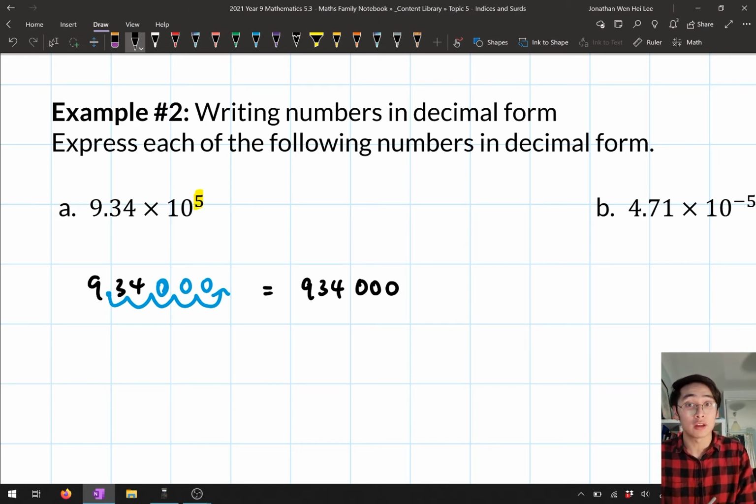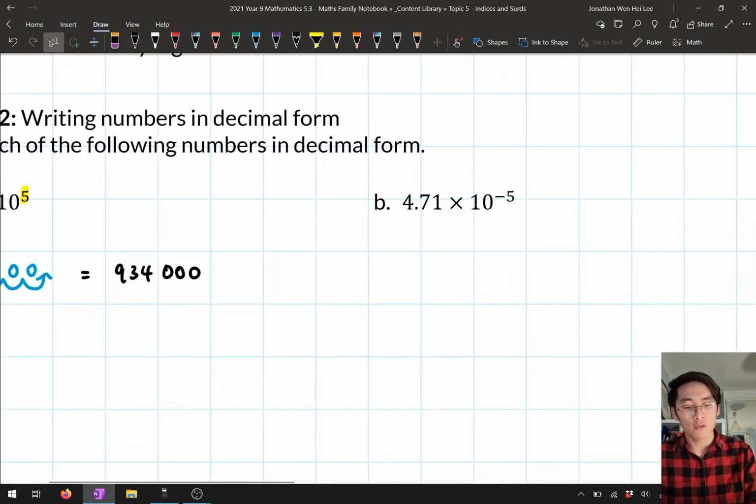934,000. So when I'm writing numbers back in decimal form, all I need to do is identify the power of 10 and then move it either left or right depending on if it's positive or negative. And whenever I see one of those loops without a number above it, I just write a 0. Okay, let's have a go at the next example.